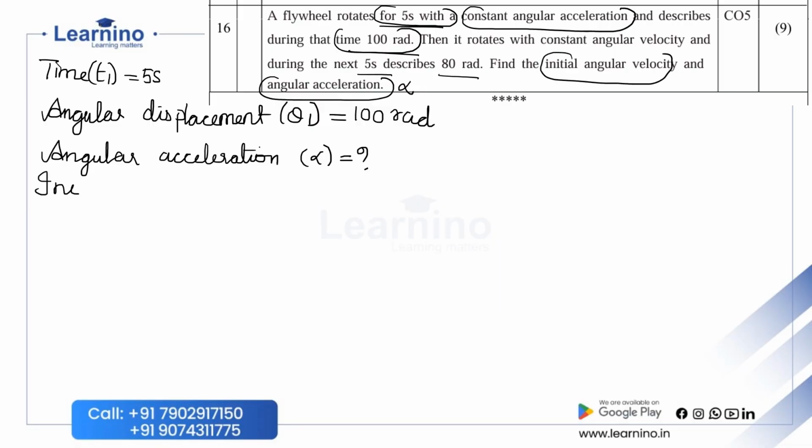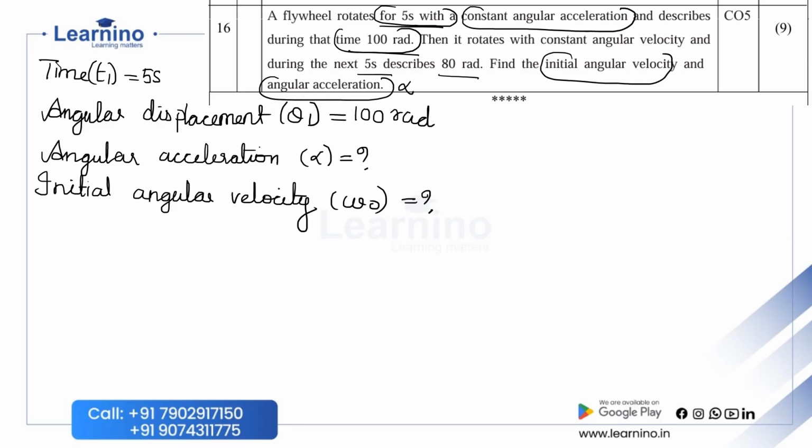Initial angular velocity. I am representing the initial angular velocity with the letter omega 0, that is also unknown. So we need what? We need equations of kinematics in rotation to solve this problem.